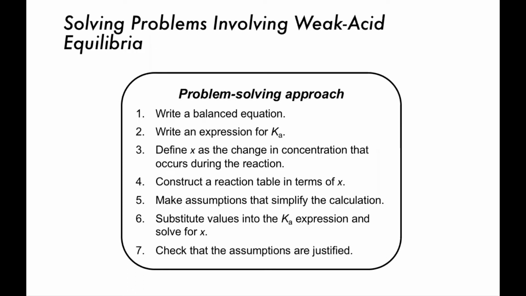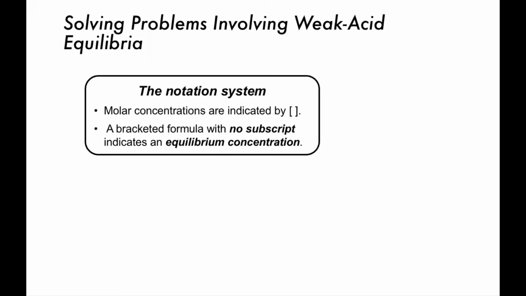Then, of course, we need to check that our assumptions are justified. And one of the assumptions there is that less than 5% of our acid has to be dissociated in order for us to get a justifiable value. So a few housekeeping notes. On the notation system, molar concentrations are always indicated by square brackets. So if you see, for example, HCl inside of square brackets, that is read as the concentration of HCl. A bracketed formula with no subscript indicates an equilibrium concentration.